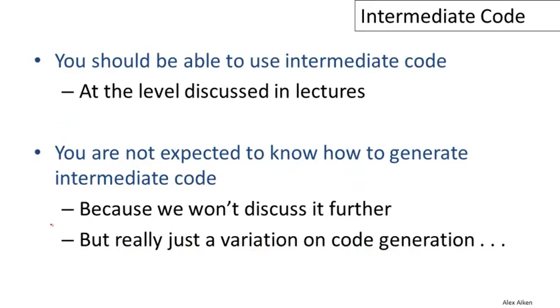So that is actually all I have to say about intermediate code for this course. You should be able to use intermediate code at the level at which we're going to be using it in lectures. In future videos, we'll be looking at intermediate code quite a bit and using it especially to express certain kinds of optimizations. You should also be able to write simple intermediate code programs, and you should be able to write algorithms that work on intermediate code. But I'm not going to expect you to know how to generate intermediate code because we're not going to discuss it any further. And quite frankly, it doesn't introduce any new ideas. It's really just a variation on the code generation ideas that we've already discussed in quite a bit of detail.